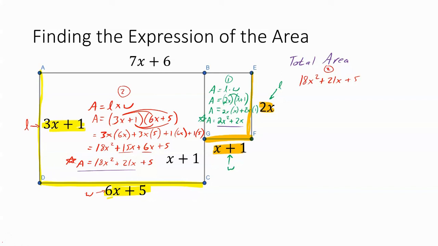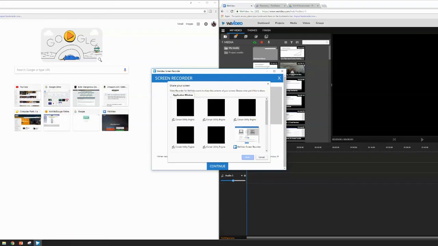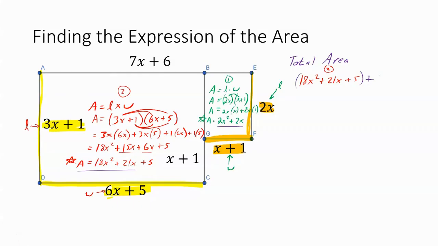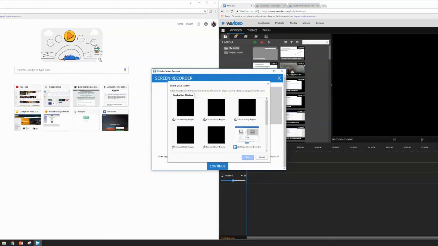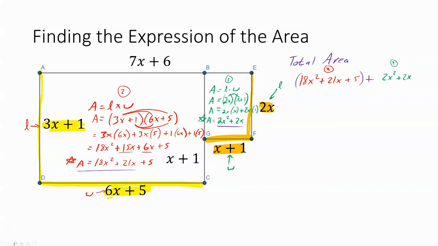So again, rectangle 2 plus, we're adding this guy to the other rectangle's area, rectangle 1, 2x squared plus 2x. All right. So basically, that's how we're going to find the total area.